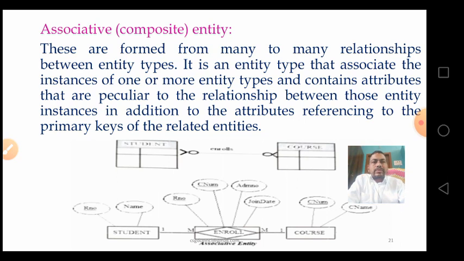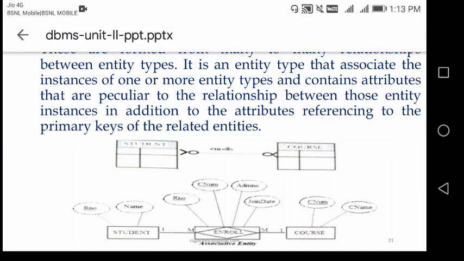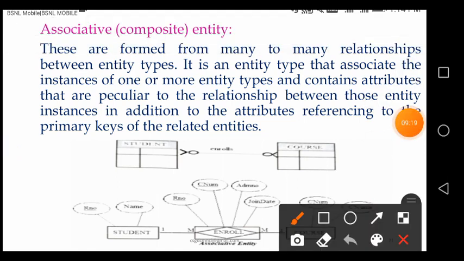For example, here student is one entity, course is another entity. Course depends on student. Student is here strong entity. Course is weak entity.